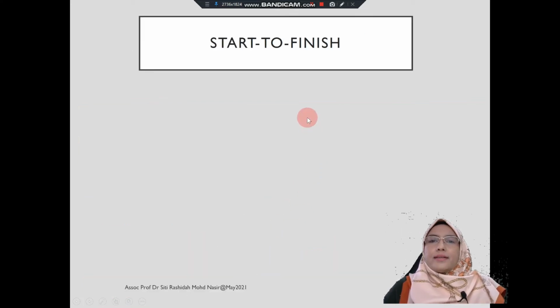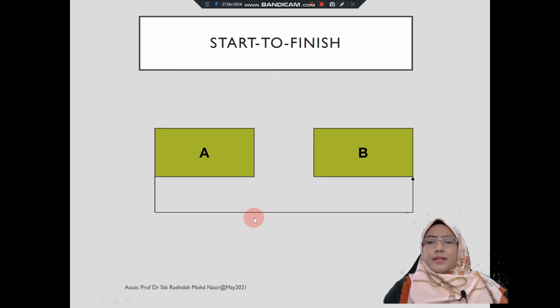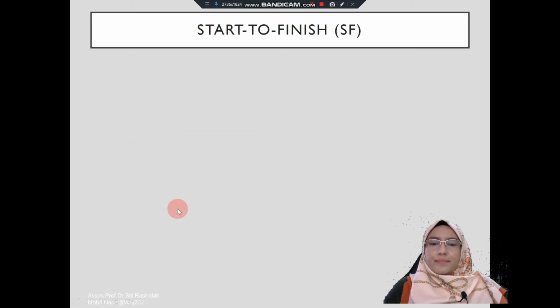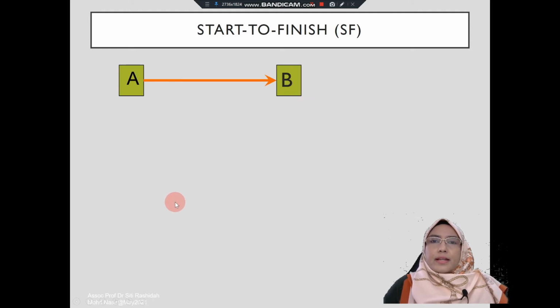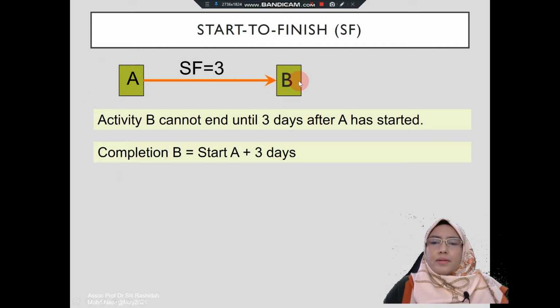Okay, the last relationship is starts to finish relationship. Starts to finish relationship means that the finish of activity B depends on the start of activity A. So let's look at this example. A followed by B, and the starts to finish is 3 days. So activity B here cannot end until 3 days after activity A has started. So in other words, the completion of activity B is the start of activity A plus 3 days.